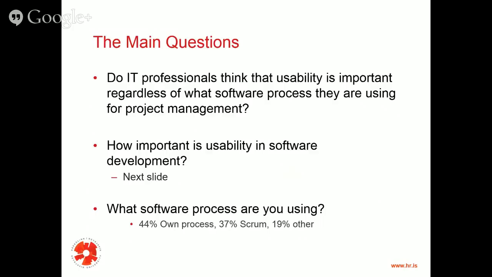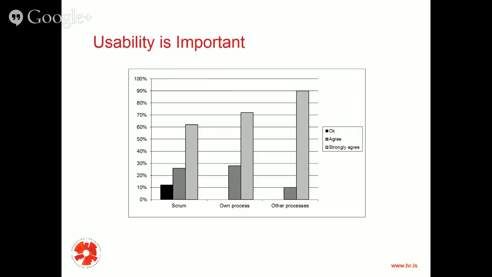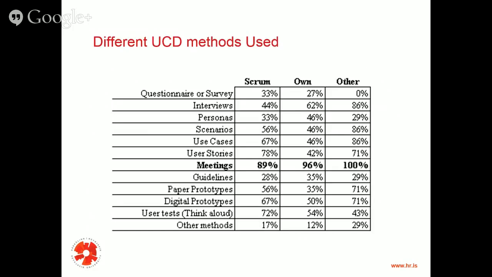Do IT professionals think that usability, having the tool that they're developing easy to use, is important? And is it important regardless of what software process they are using for project management? And then what software processes are they using? So first, usability. And here you can see, maybe we could take the processes first. I think that is easier.